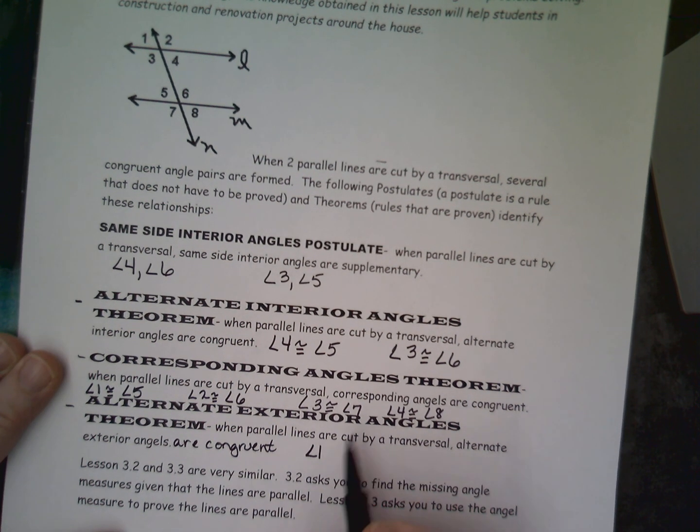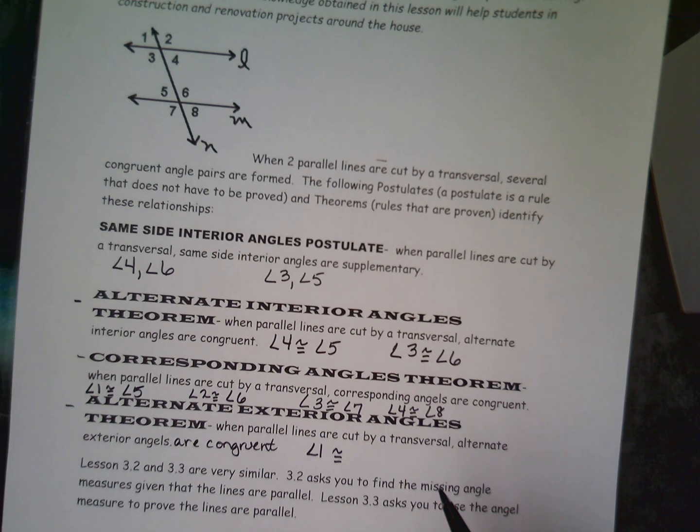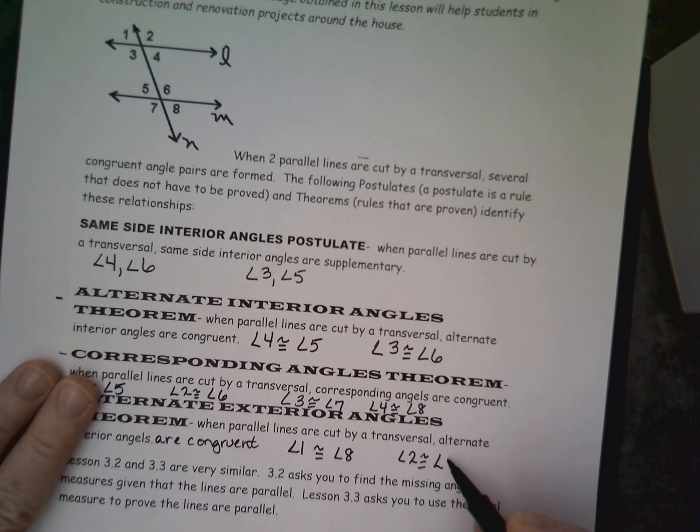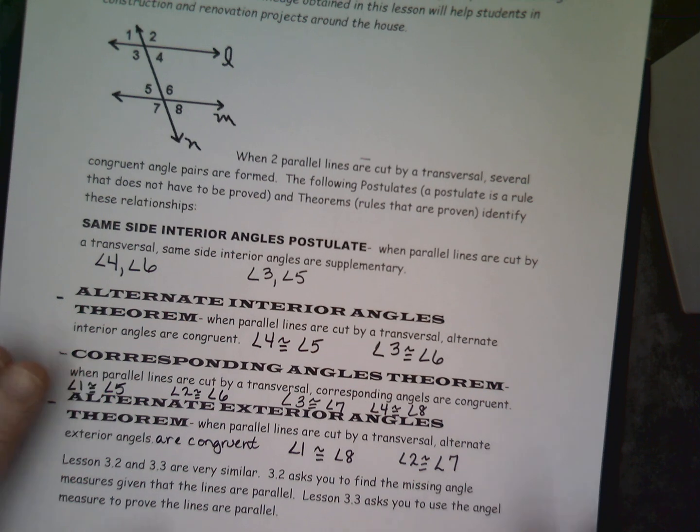Angle 1 is congruent to which angle? They're on the same side. They got to be on alternate sides. And angle 2 is congruent to angle 7.